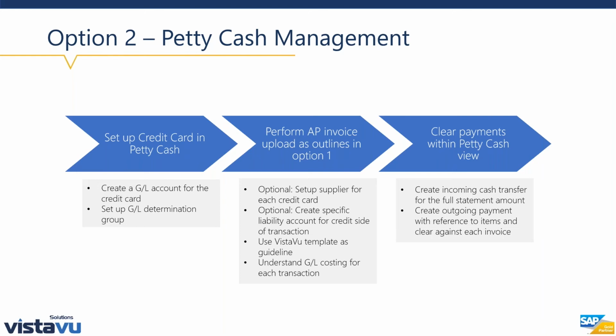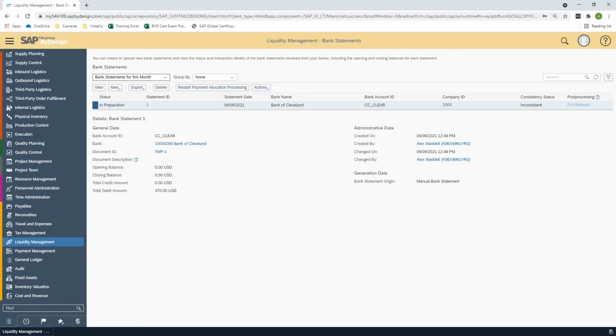One thing to note is the drawback to clearing your transactions in petty cash, in a sense that petty cash cannot go negative, meaning that you have to build up your transactions first. You have to also transfer money from your main account to the petty cash, and then only you can do outgoing payment with reference to items that will draw down that balance to 0. I'll show you shortly what I mean by that. Let's jump into the system.